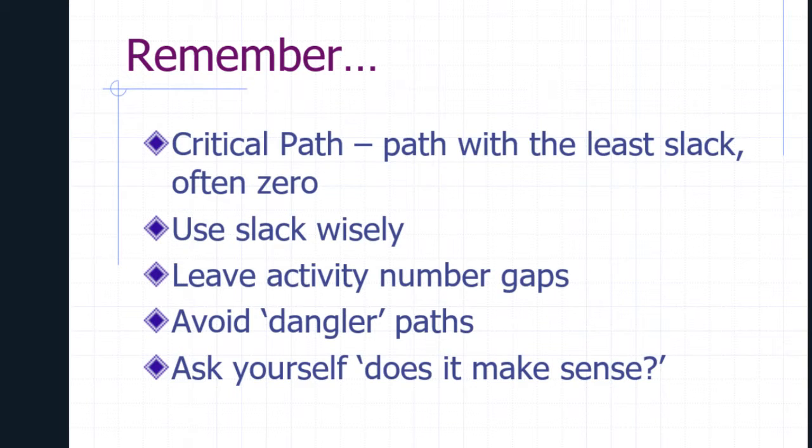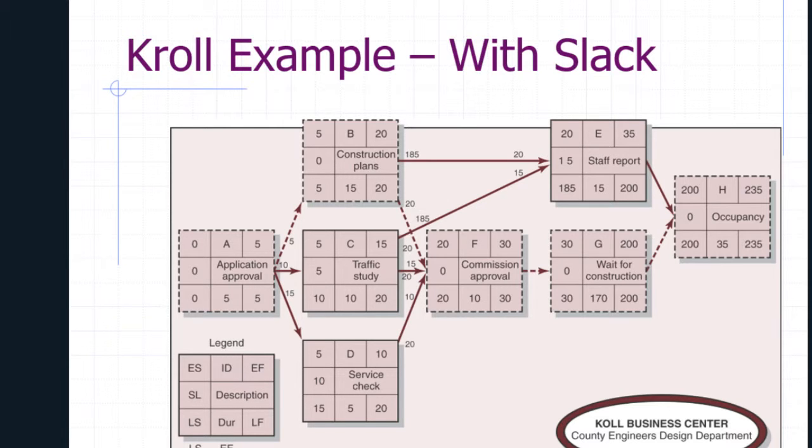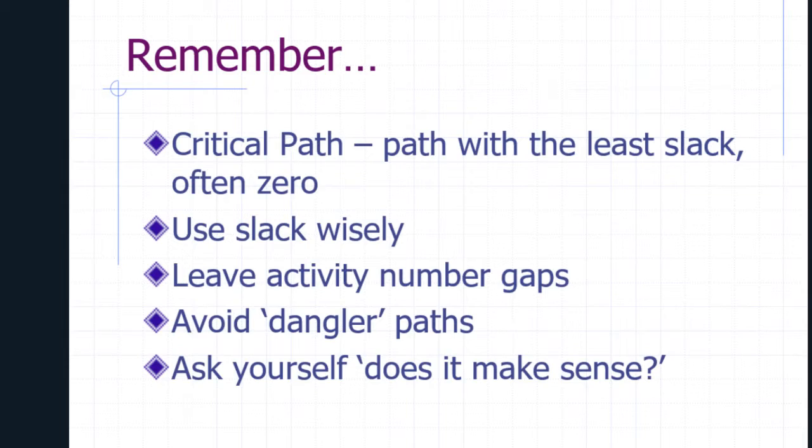We need to avoid what we call dangler paths. Say there was an arrow from F to G, but then there was an arrow that went down to another activity below it. We'll call it J for the moment. We then have effectively 2 potential finish points if that J wasn't connected back into the network. That is called a dangler, and we don't want those. We want a common start and a common end.